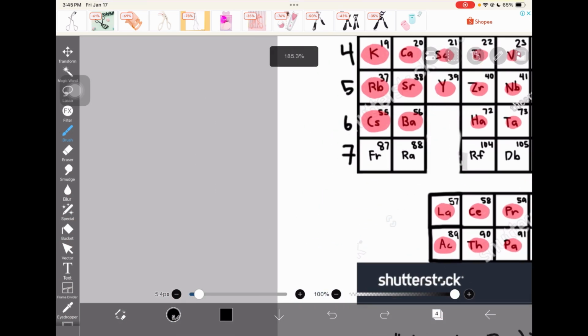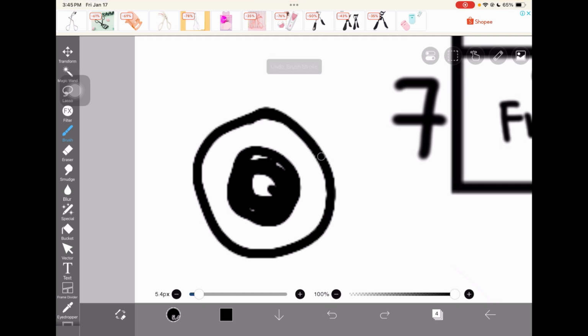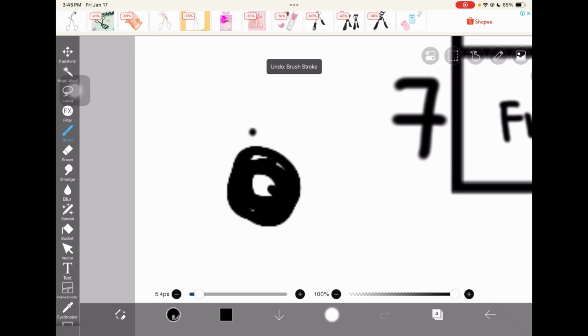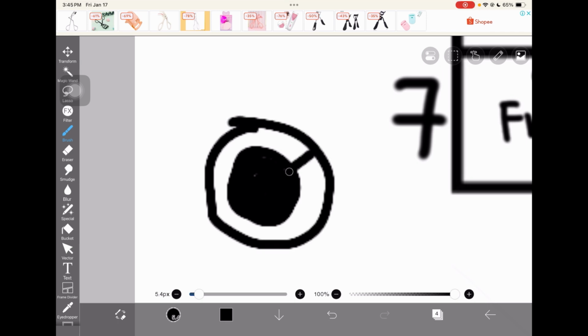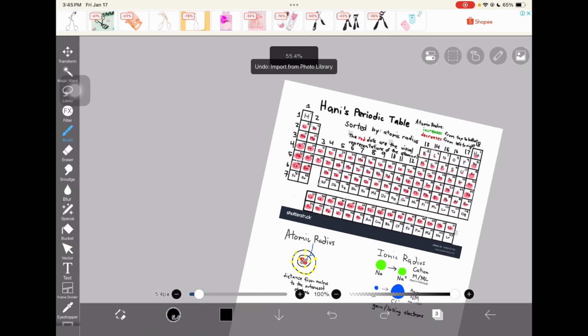Why, you may ask? Because you've got the electrons here, and the bigger the nucleus, the more it pulls them towards it, so they end up closer. Once you have a big enough nucleus almost at the rightmost, you'll have a smaller atomic radius. So that's why it decreases from left to right.